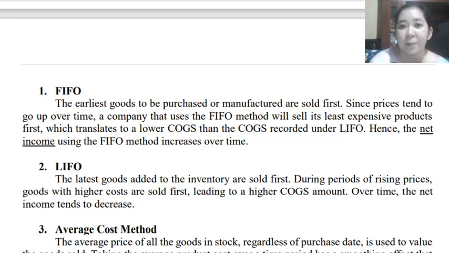Hence, the net income using the FIFO method will tend to increase over time, because the inventory sold has lower cost, so in effect your cost of goods sold will be lower also. This will be deducted from your revenues, and as time passes, still using the FIFO method, your income will tend to increase because our cost of goods sold is lower.